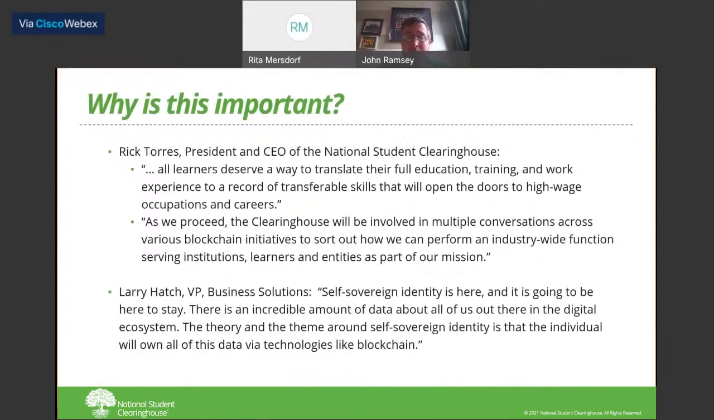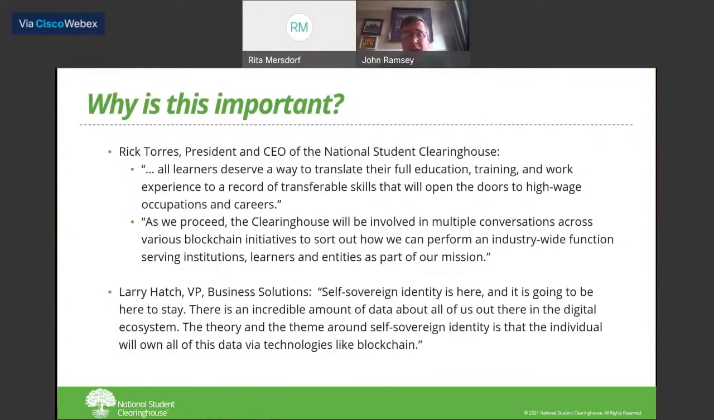Rick's second quote there: as we proceed, the Clearinghouse will be involved in multiple conversations across various blockchain initiatives to sort out how we can perform an industry-wide function serving institutions, learners, and entities as part of our mission. The reality is, we're trusted agents of your data. We're making sure that whatever technologies are used, it is secured, that we've got the privacy, legal, and security considerations in place. We want to make sure that our platforms and portfolios are designed to support whatever the various environments might be. Part of the Clearinghouse's mission of service to the education and workforce communities is directly linked to supporting the development of the most appropriate use cases of technology.